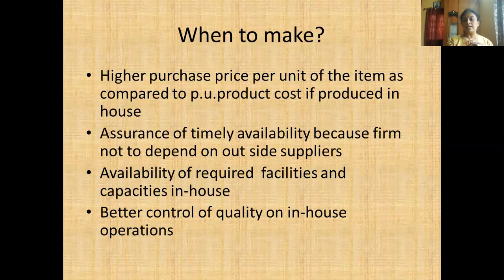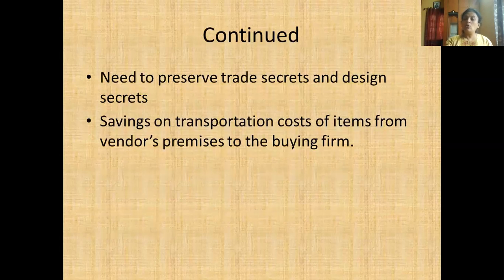Availability of required facilities and capacity in-house. So that means in our factory itself, how much facilities we are having. If it is full of facility and all, we can go for the manufacturing. Better control of quality on in-house operations. Need to preserve trade secrets and design secrets. If you are having your own trade secret, then better to produce only, not to buy. Savings on transportation costs of items from vendor's premises to the buying firm. If you are purchasing, then you have to incur the transportation cost. So if you are producing, that cost will not be there.